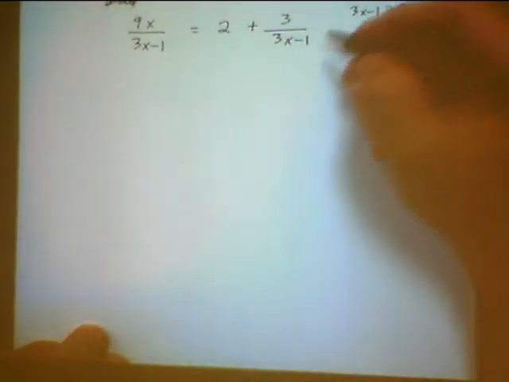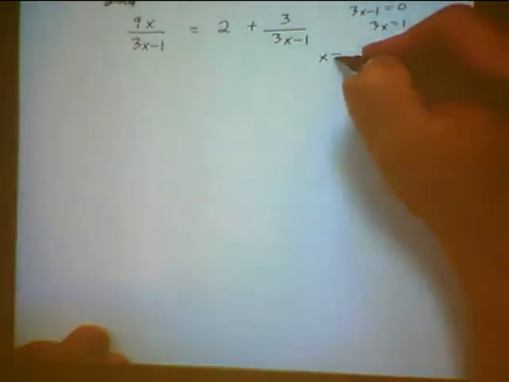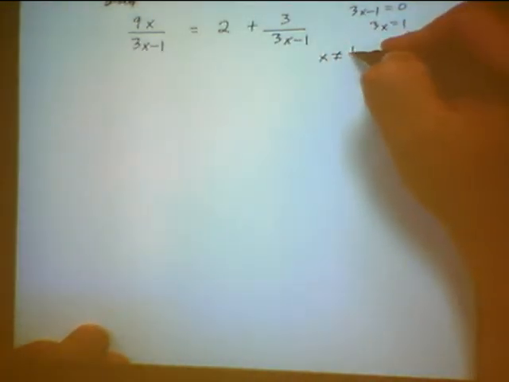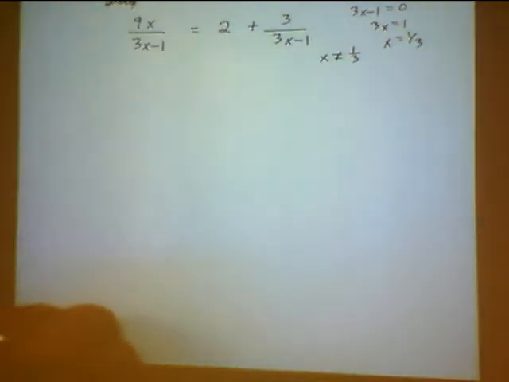So the bottom line is, and I'll write it down here, when it's all said and done, x cannot be equal to 1/3. That cannot be one of my solutions, because that would cause me to have a 0 in the denominator. So I'm going to go ahead and try and solve this problem.